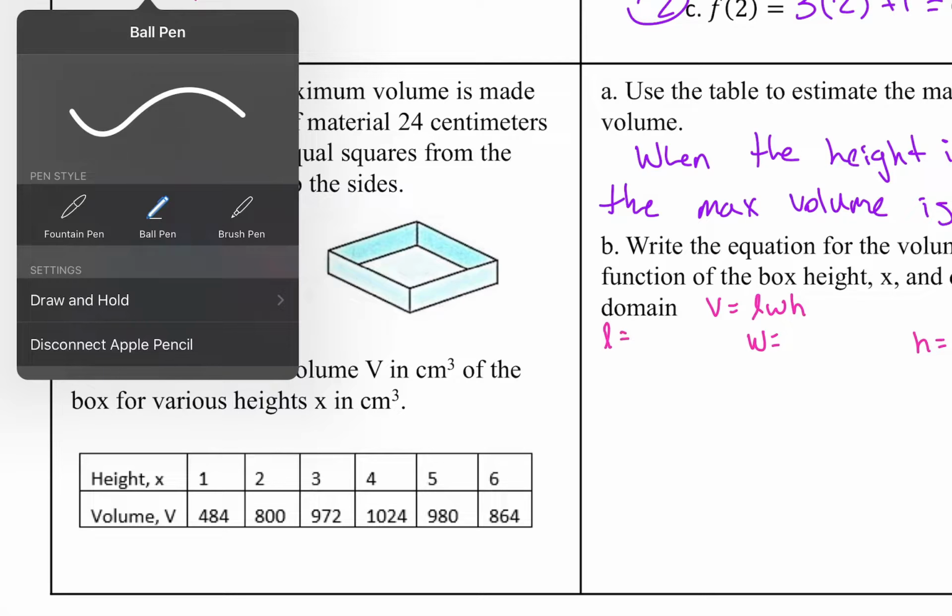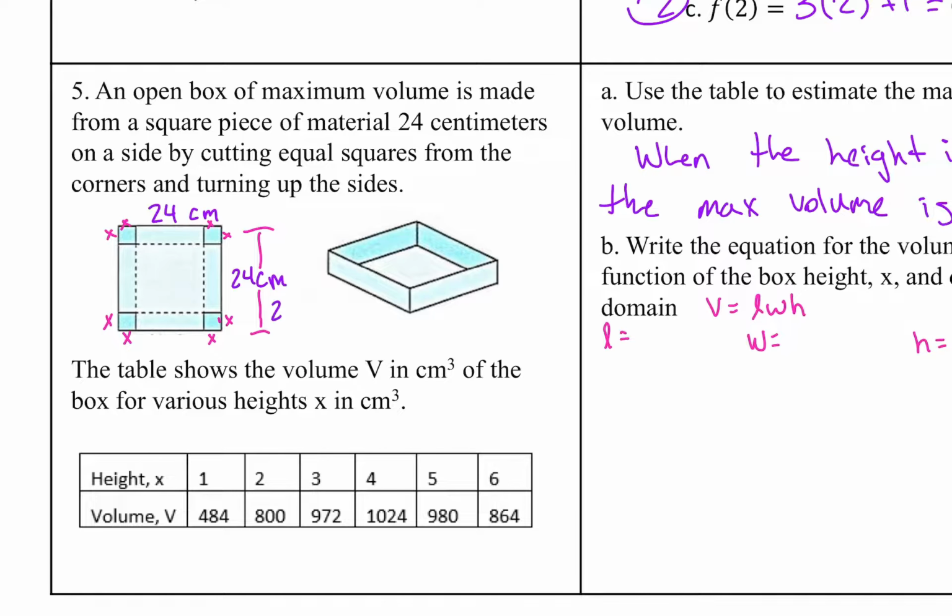So we know that really the side length is not going to be 24. It's going to be 24 centimeters minus, well, there are 2 x's on each side, so minus 2x. So what I know now is the length of the box is 24 minus 2x. And we know the height is that x that we created. And the width is also 24 minus 2x. You can't really see that there.